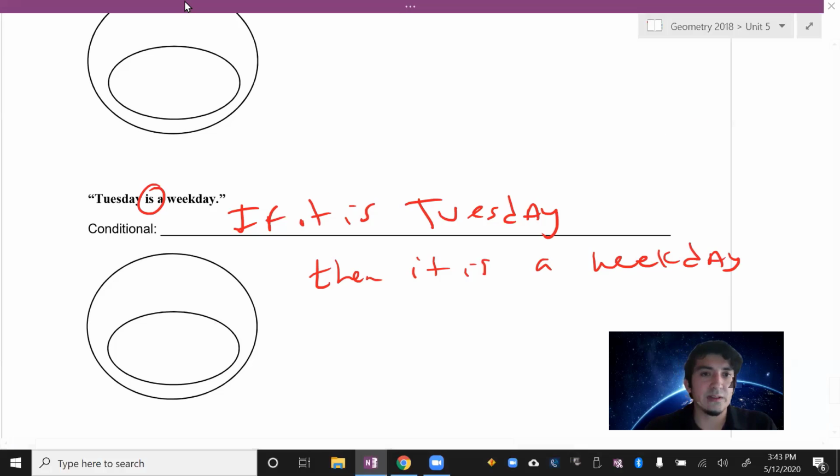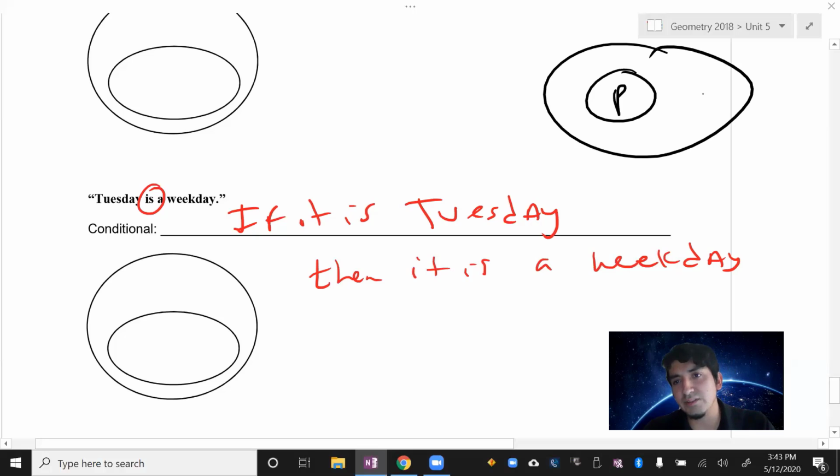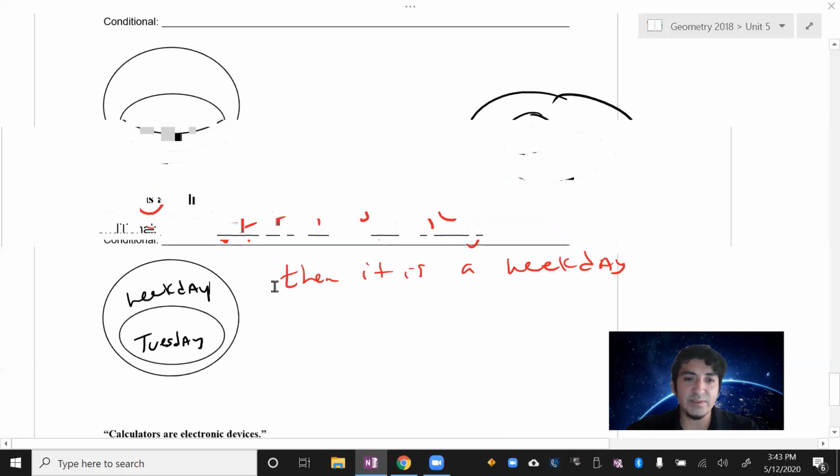Now don't forget, when you have these, your P is contained within the Q. So the hypothesis is part of the conclusion. So here it'll be Tuesday, and it'll be a weekday. Okay? So just giving you a heads up for the Venn diagrams.